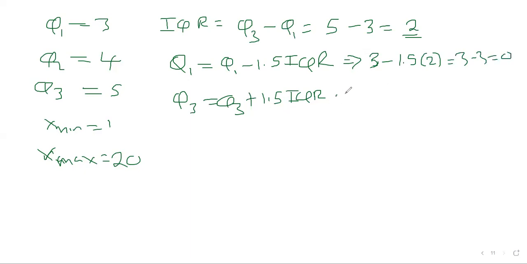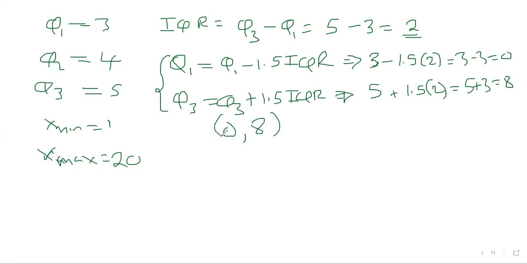Then for the upper value, we start with the third quartile. Our third quartile was what? 5. So we're doing plus there. So 1.5 you multiply by the interquartile range, which was 2. So you're going to have what? 5 plus 3, which is equal to 8. So this gives us a range of values between 0 and 8. Anything outside that range is called an outlier.